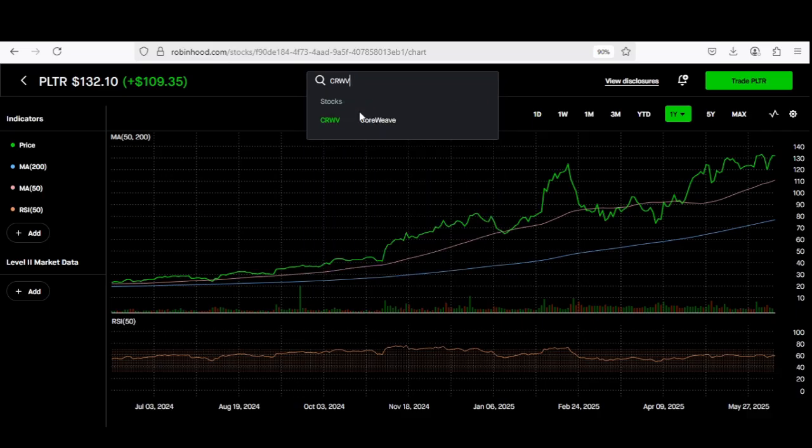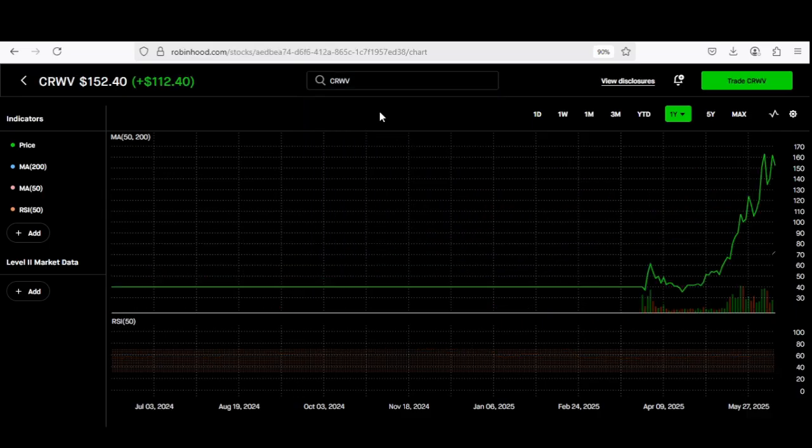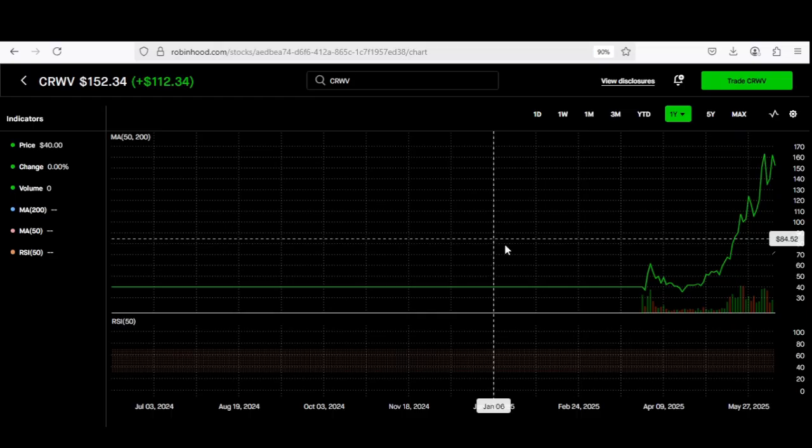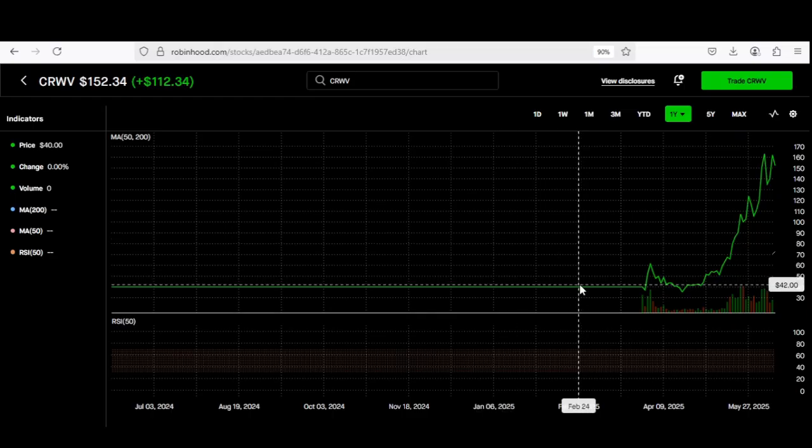CRWV. Now, CRWV is CoreWeave, and this one is very, very new to the stock market. It recently got listed. It hasn't even been a week since it got listed. But the reason why I chose those three different stocks is I wanted to show three different industries and three different stock movements. Now, because this stock is extremely new, we don't have much information to go off of.